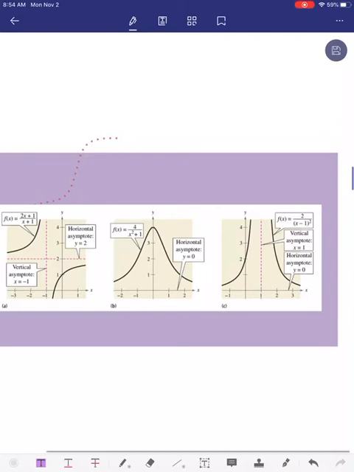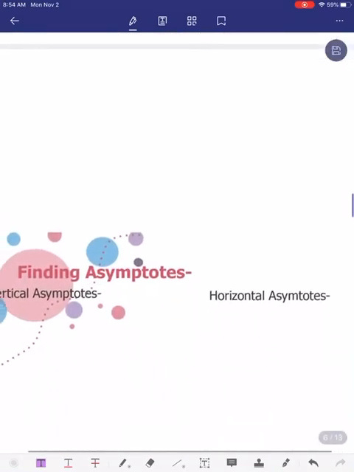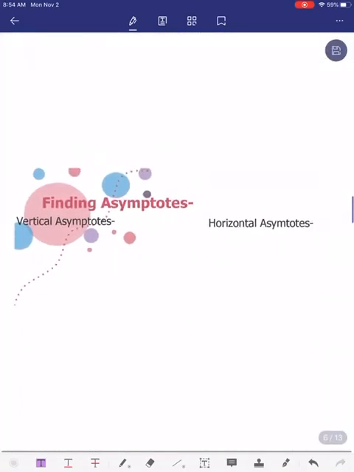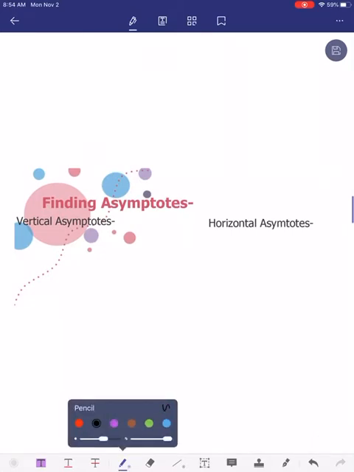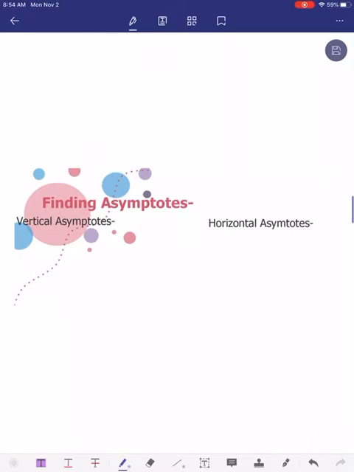Now, let's remember how we find asymptotes. When I'm talking about a function, if I have f of x equals n of x divided by d of x, hopefully we recognize that n stands for numerator and d stands for denominator.